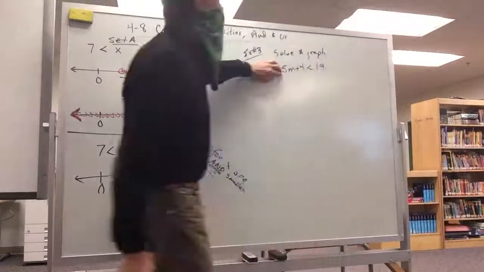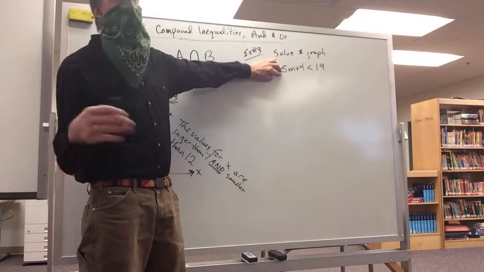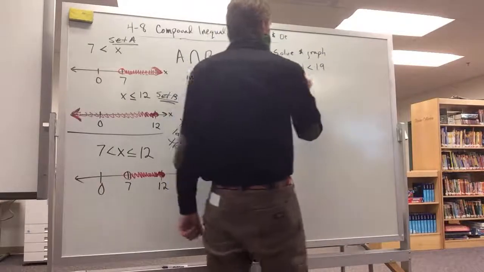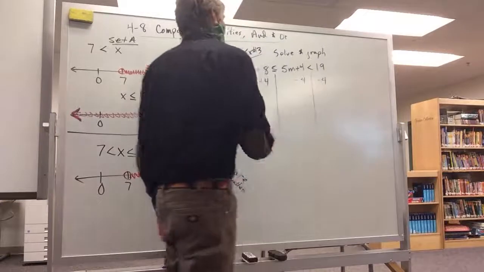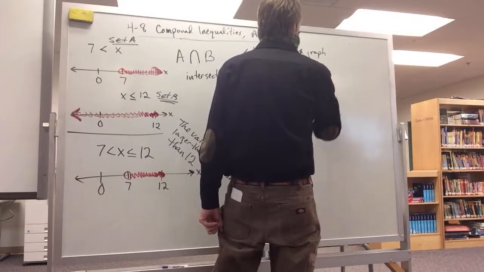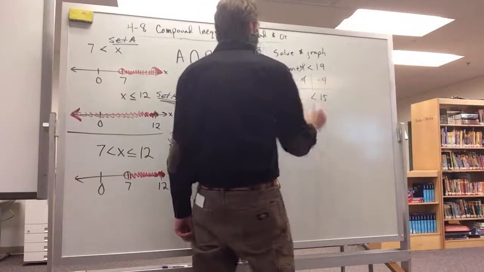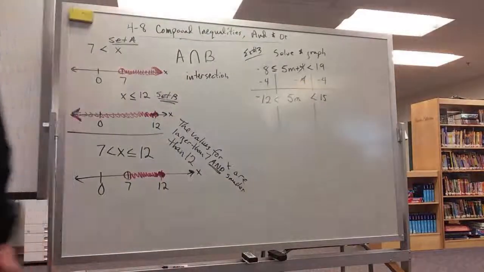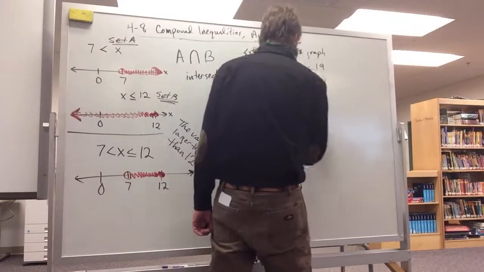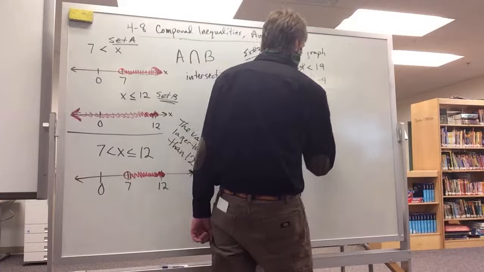So if you look at this side, how do you work that side? Subtract 4, divide by 5, same, right? So here's what we do. When we subtract 4, we subtract it from all 3 columns. Here that 0 cancels. 19 subtract 4. Negative 8 subtract 4. And you're left with 5M. Divide everything by 5. And then you have negative 12 fifths less than M less than 3.